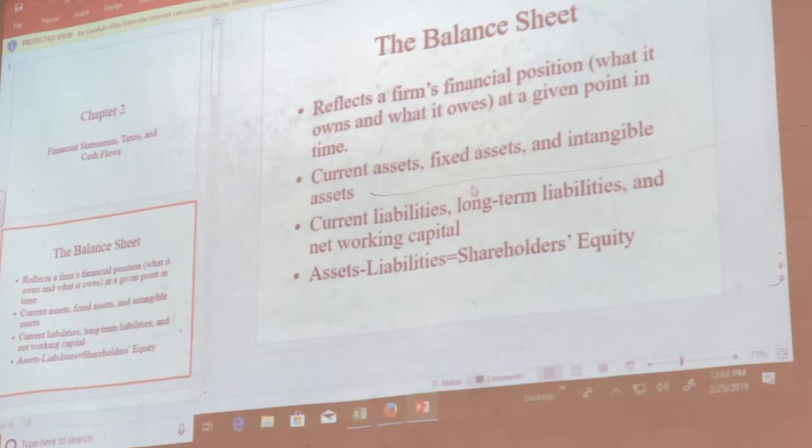Book value of equity is shareholders' equity, like you say, assets minus liabilities? Total assets minus total liabilities, all the assets minus all the liabilities. And which one is the one where it's just current assets and current liabilities? That's net working capital. Net working capital is current assets minus current liabilities.